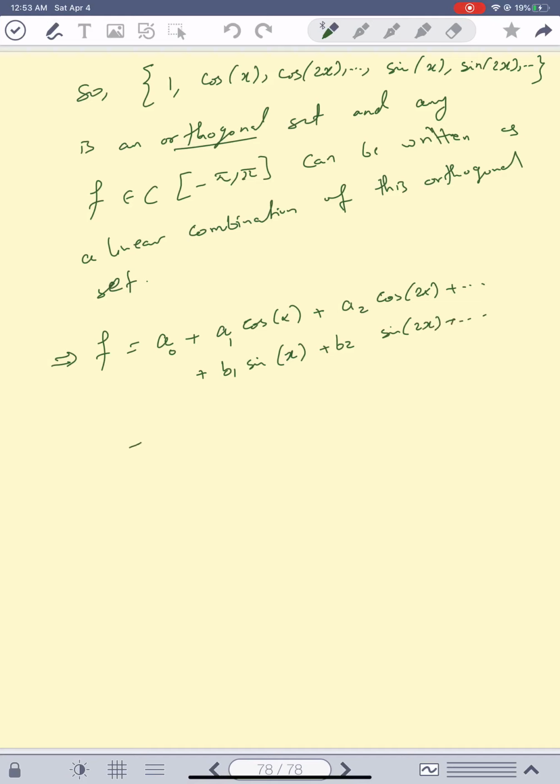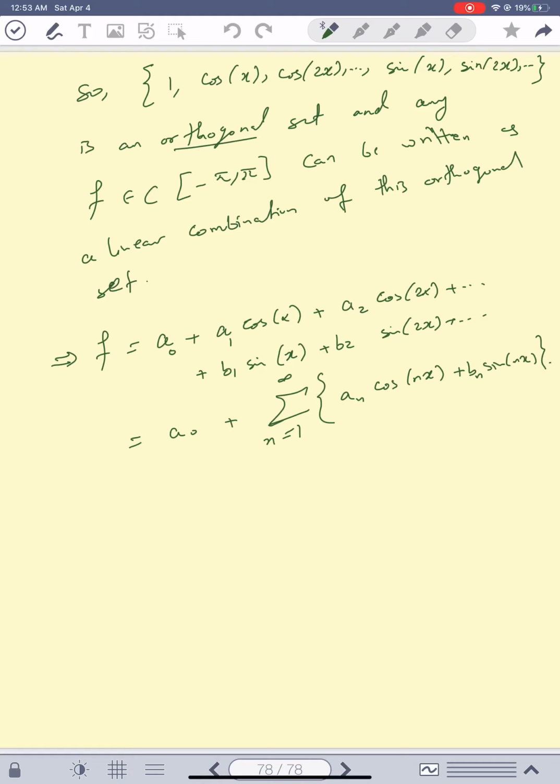So if you look at this, what is this? This is exactly a naught plus the sum from 1 to infinity of an cosine nx plus bn sine nx. And this is exactly the Fourier series. So the idea of Fourier series, in the back end, we have some notions of linear algebra and orthogonal vectors. Fine?